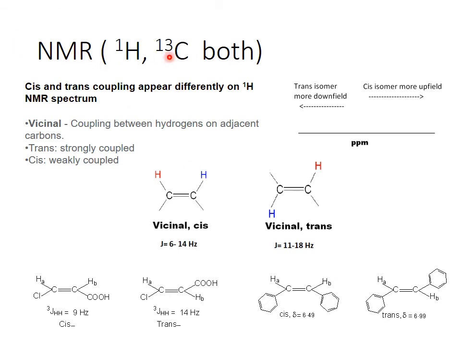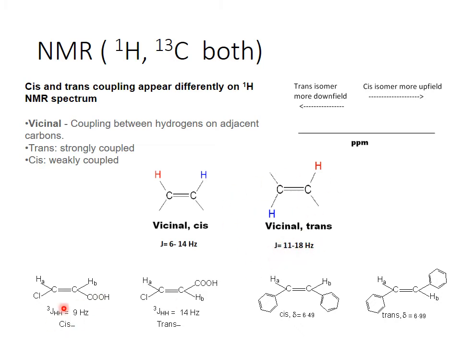NMR spectra can be used for determining the geometry of a particular molecule. Usually the trans isomer would be more downfield and the cis isomer more upfield. And using the coupling constant, you can say whether it is cis or trans. For vicinal coupling, a J value between 6 and 14 Hertz indicates cis. For trans, the coupling constant would be higher, between 11 and 18 Hertz.